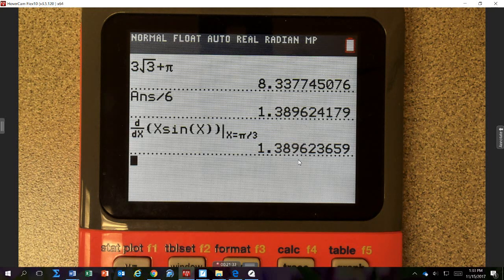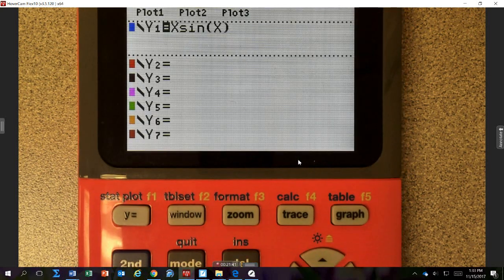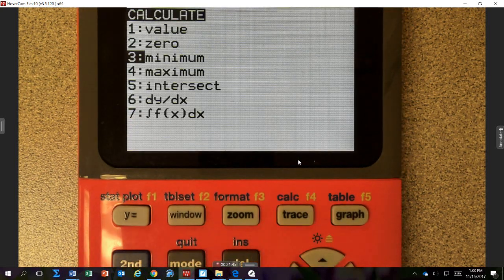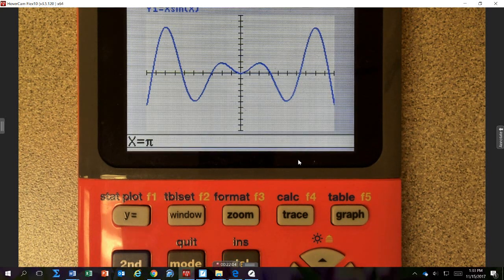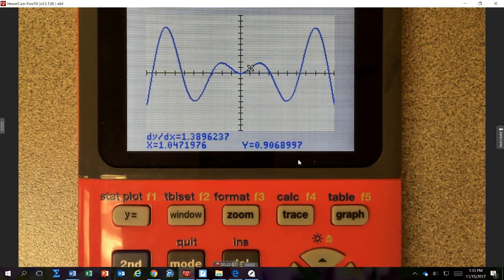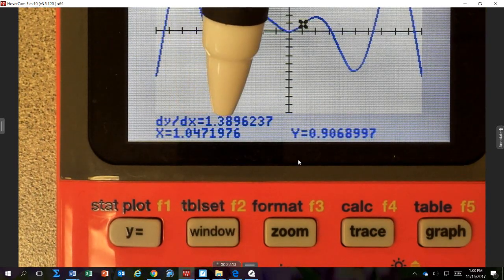Okay. Another way you could do it is go to your y equals and type in your function here, x sine x. Okay. And you can go into your second calculate. See how there's dy dx? Might have to wait a second. And I did not do a zoom trig, so ignore my graph. Okay, after I do a second calculate dy dx, I'm just typing in pi over 3. Second pi over 3. Okay, and what you want to pay attention to is this part right here. Dy dx equals 1.39.